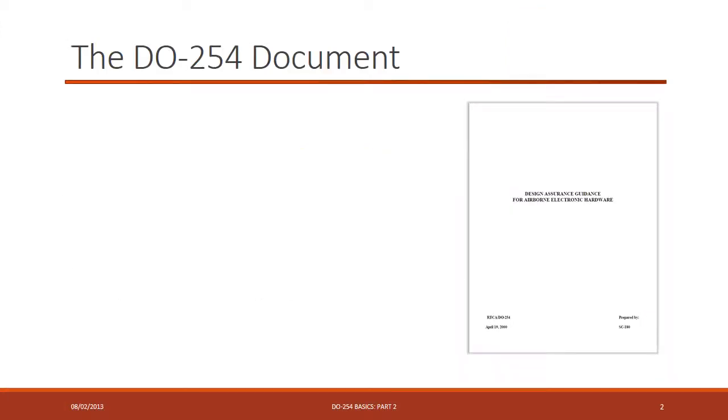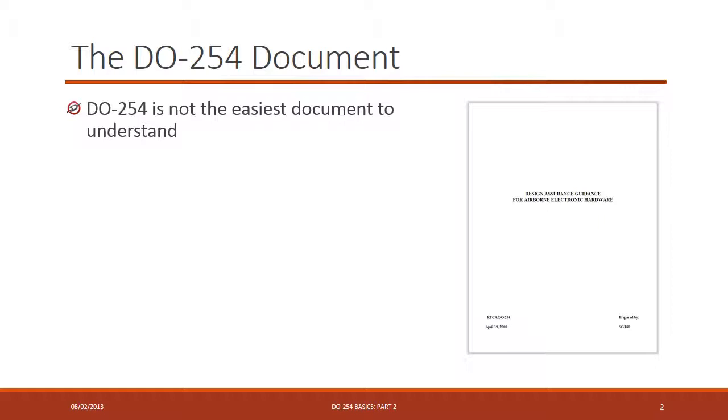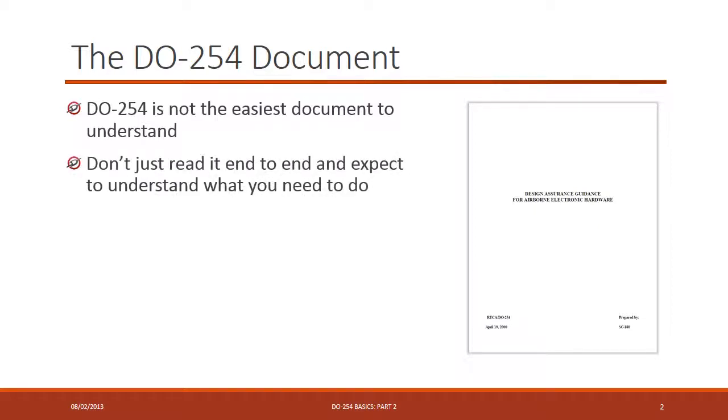In the first episode, we talked about the DO-254 document itself, pointing out some important aspects of it, and recognizing that it was a little bit tricky to understand. Part of the reason for that is that the document itself is not the easiest document to understand. When I first read it, I naively thought I could pick it up and read it from cover to cover and understand what DO-254 was and what I'm going to have to do as an applicant. But it turns out that it's not quite as easy as that.